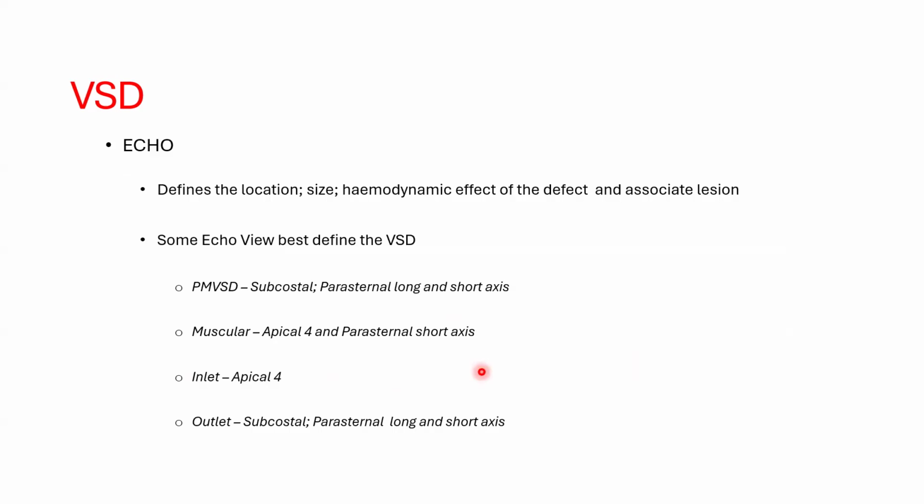So on echo, once again, we try and define the location of the VSD, the size, the hemodynamic effect and the associated lesions. So the various echo views will define specific types of VSD. The subcostal and parasternal long axis will help with the perimembranous type. The apical 4 will help with the muscular. The apical 4 also helps with the inlet. But when it comes to outlet, it's either the subcostal or the parasternal long and short axis.